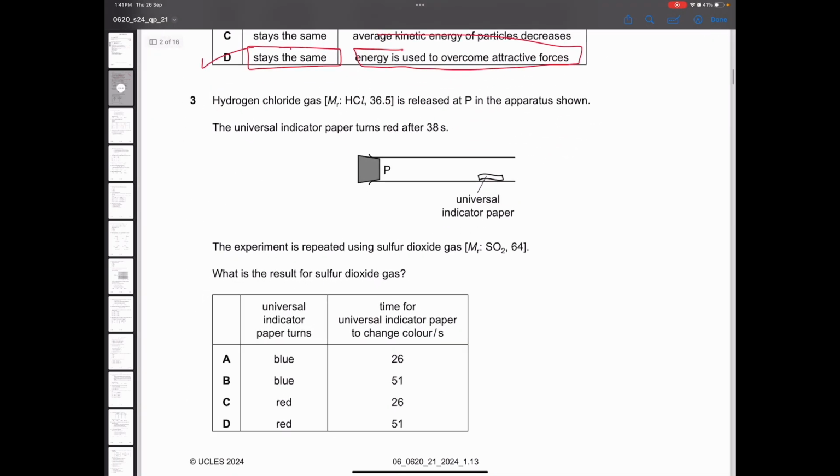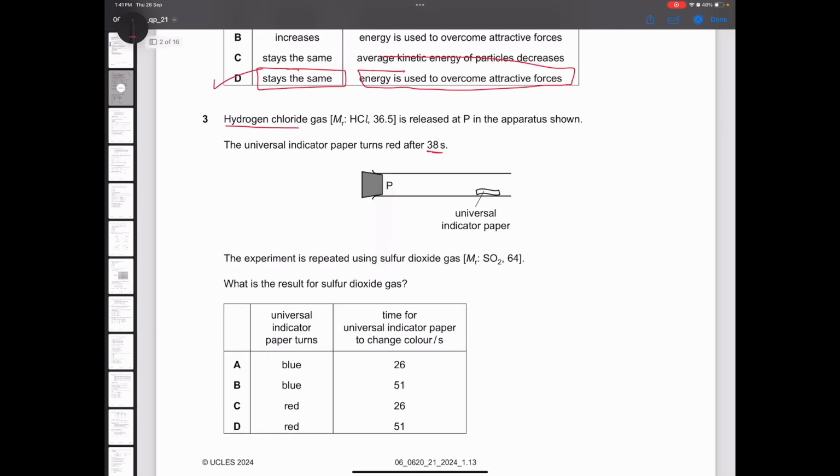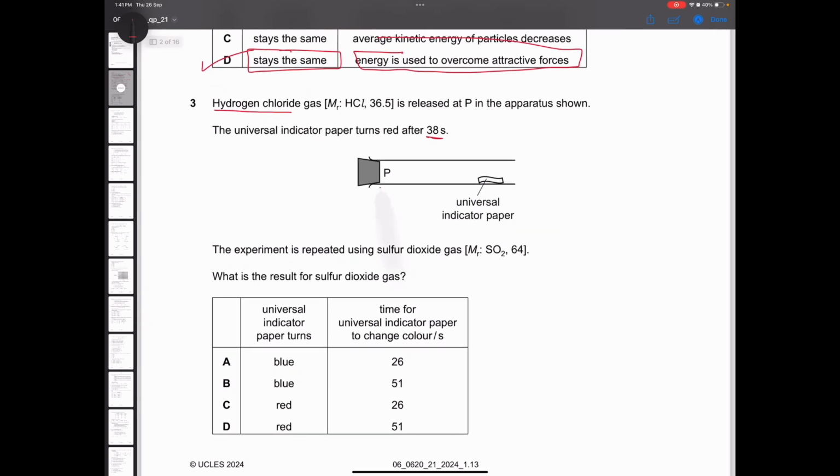Next question. Hydrogen chloride gas is released at P in the apparatus shown. Alright. The universal indicator turns red after 38 seconds. We know that hydrogen chloride is an acidic gas. So it turns red after 38 seconds because there is some distance that it has to cover. That is why it is taking 38 seconds.